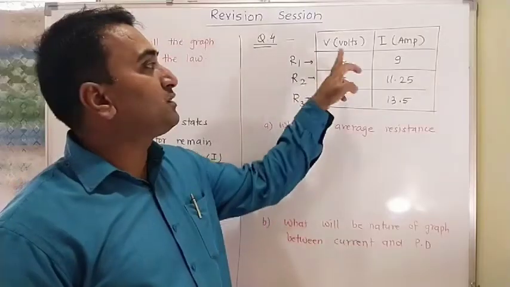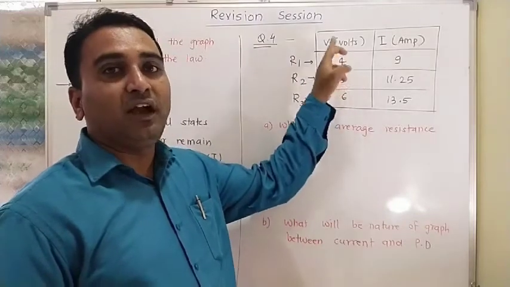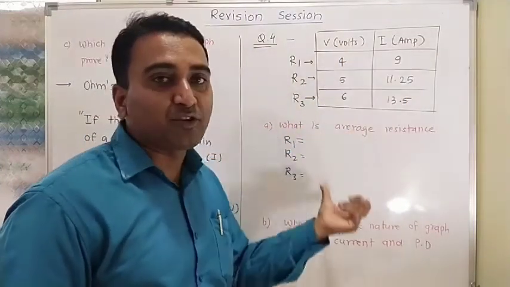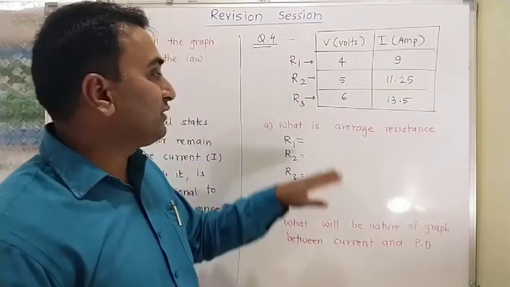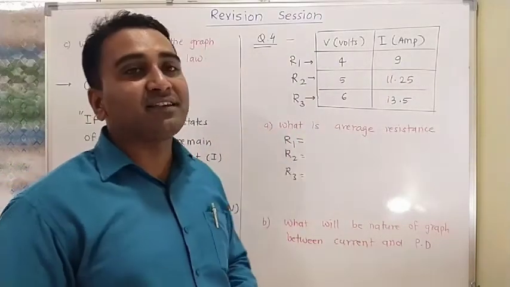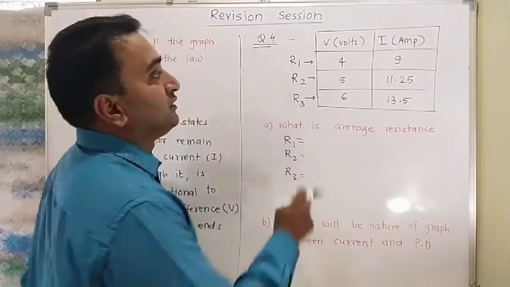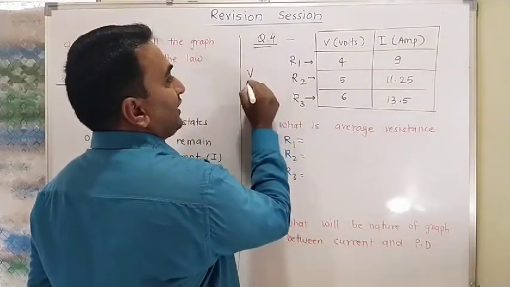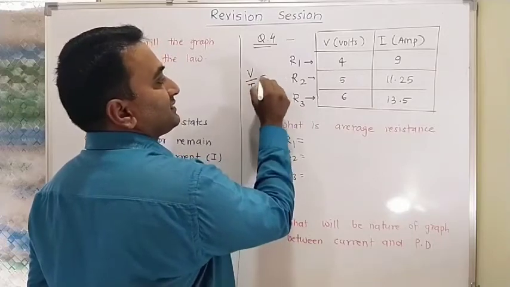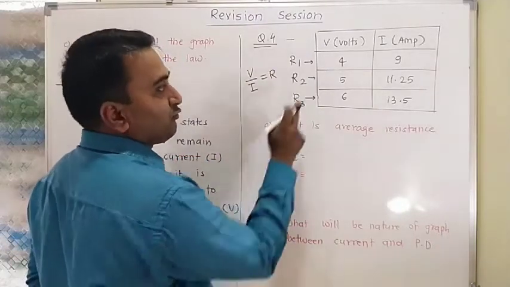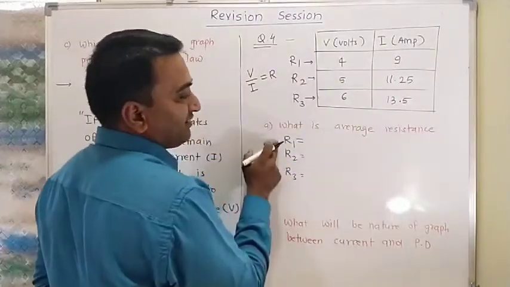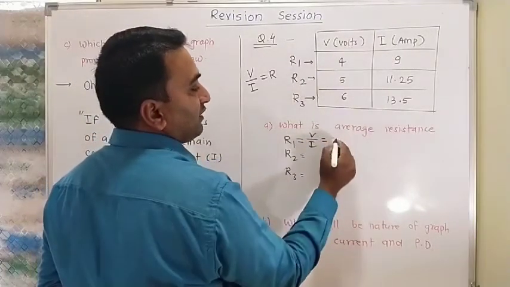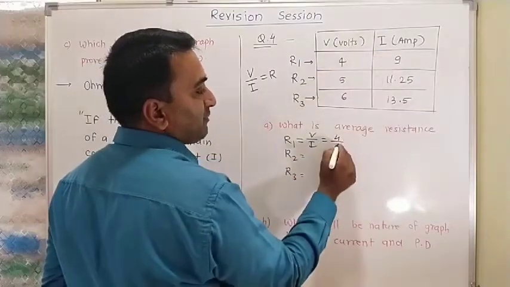In the circuit, how much potential difference they have used, and due to this potential difference, what is the current within the circuit, this information they have given. And the first question they have asked, what is the average resistance? See here, within the first condition, we know that V divided by I is equal to R. So for the first example, R1 is equal to V divided by I. What is the value of V? 4 divided by 9.